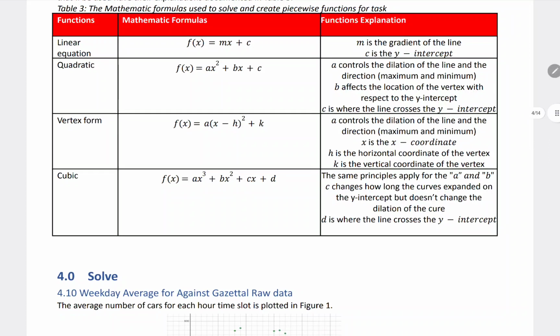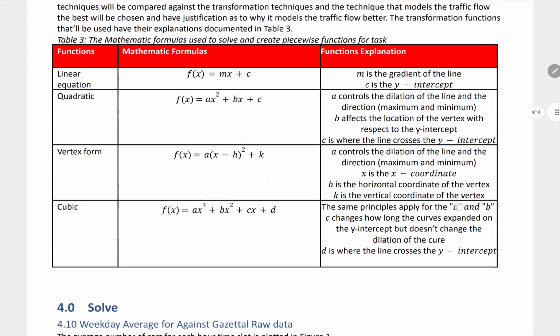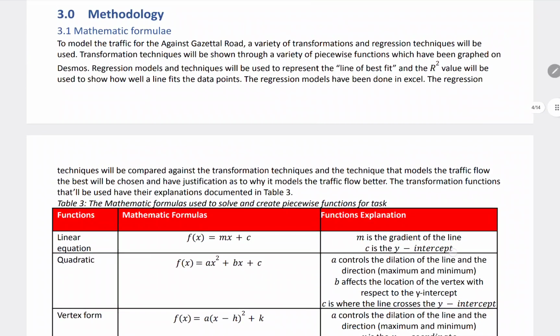Because you are making the reader of your assignment think about what this table is for. The title doesn't say enough things. It doesn't explain enough. Now, if you read the top part, mathematical formula to model the traffic. So basically, this assignment is about modeling the traffic. He gets the traffic data, and he needs to create functions for each part of it to model the traffic. So a variety of transformation and regression techniques will be used.